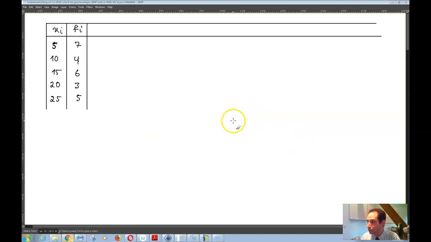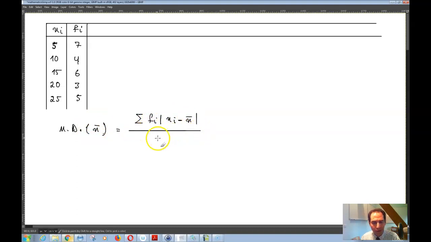And so what we want to do is find the mean deviation about the mean for this data. In order to do that, you know that this is equal to sigma f_i times the absolute value of x_i minus x bar, over sigma f_i. So first I need to find my x bar, which is equal to sigma f_i x_i divided by sigma f_i. This is the direct method.